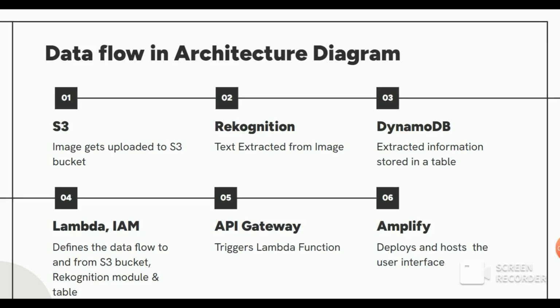A Lambda function has been defined which allows the flow of data from S3, Rekognition and DynamoDB to and fro. This data flow happens in accordance to the IAM policies defined by us. An API Gateway is set up to trigger the Lambda function from our user interface. And lastly, the user interface has been deployed and hosted on Amplify.